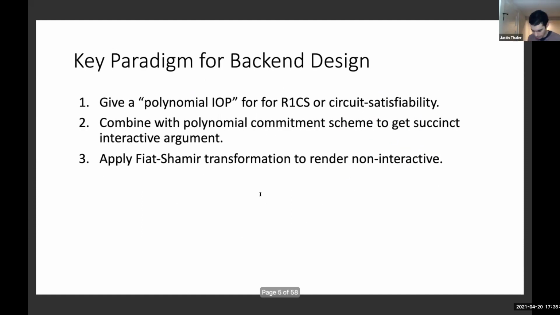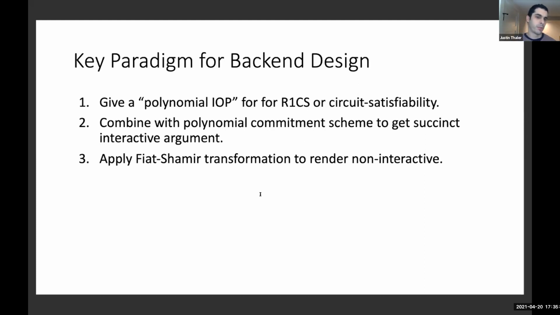And the end of the last discussion brought up this notion of polynomial IOPs, which is just a general design paradigm for designing SNARKs. So this, in turn, focuses just on the backend. This is a three-step process for designing a SNARK. First you give what's called a polynomial IOP for R1CS or circuit satisfiability. I'll say more later in the talk about what a polynomial IOP is if you haven't heard of this.